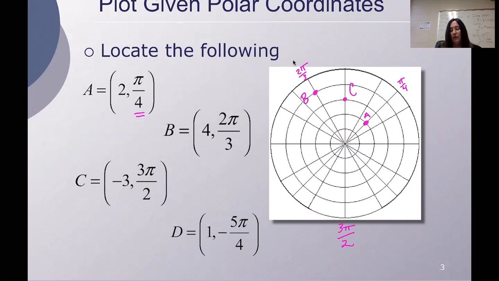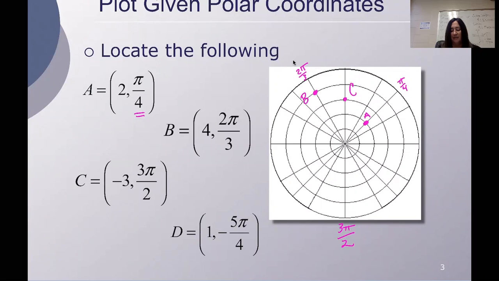Now, what you notice by doing that is that a location can have many different coordinates. When you're dealing with rectangular coordinates, they're very specific. You're going to the right 3, up 4. But when you're dealing with polar coordinates, the same point could have multiple coordinates.